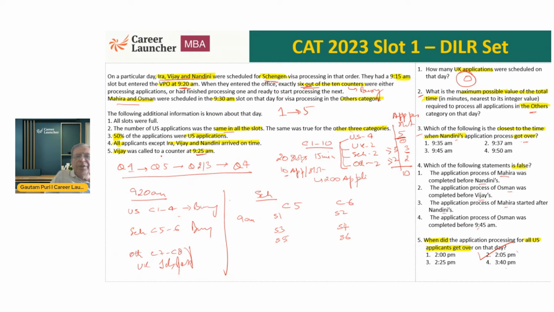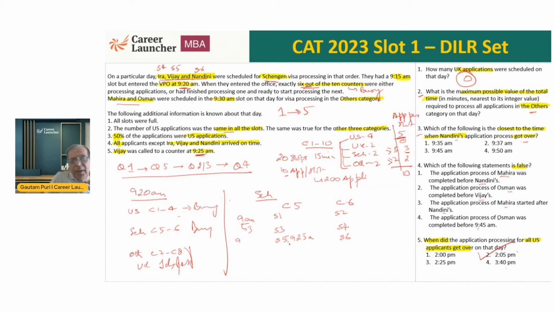Now, Vijay is called at the counter at 9:25 a.m. Which is Vijay? At 9 a.m., 3 applicants came. At 9:15, there were another 3, and Vijay was second in them. So Vijay is application number 5. So this is Schengen application 4, Schengen application 5, Schengen application 6. So Vijay will come here. What does it say? Vijay was called to the counter at 9:25 a.m.